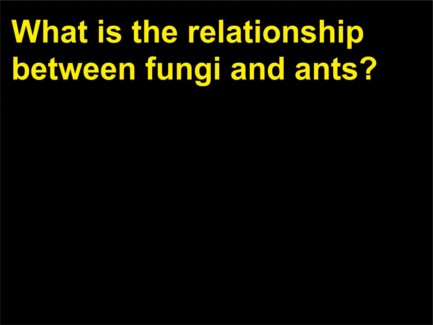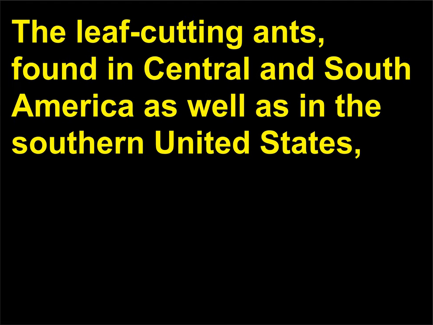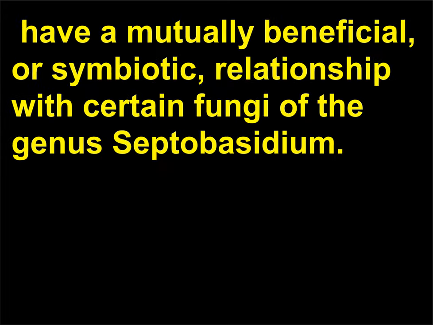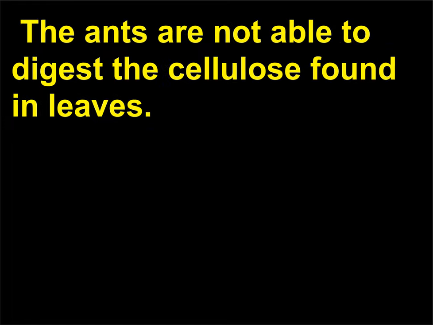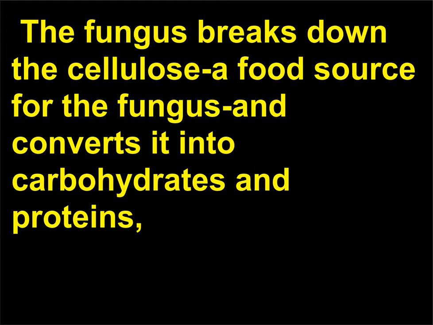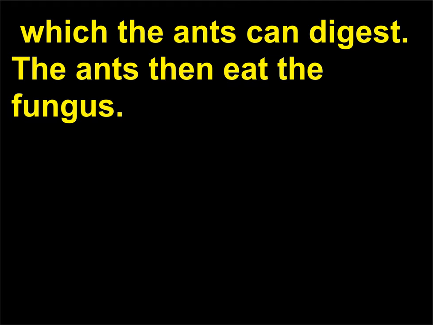What is the relationship between fungi and ants? The leaf-cutting ants, found in Central and South America as well as in the southern United States, have a mutually beneficial, or symbiotic, relationship with certain fungi of the genus Septobasidium. The ants are not able to digest the cellulose found in leaves. The fungus breaks down the cellulose, a food source for the fungus, and converts it into carbohydrates and proteins, which the ants can digest.